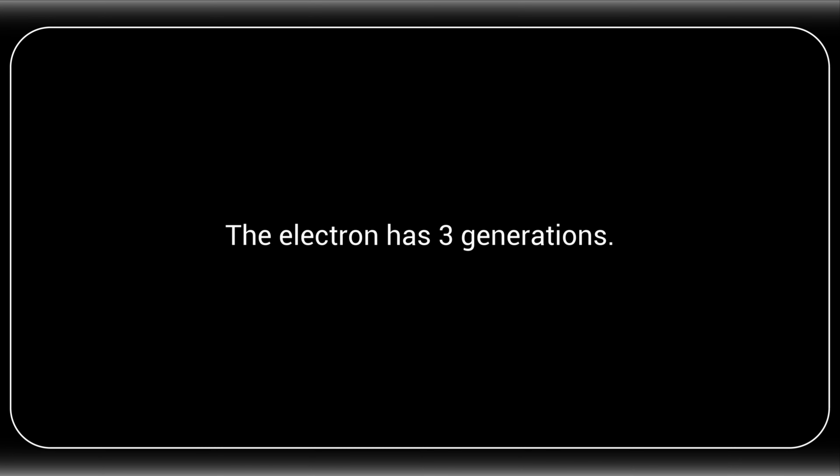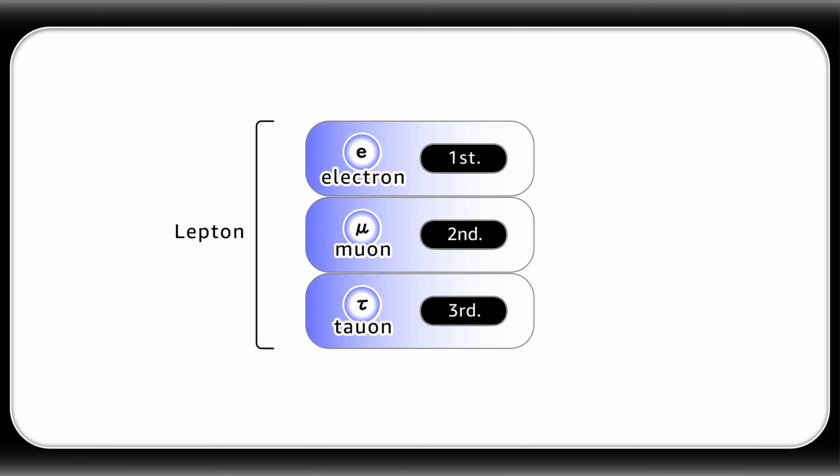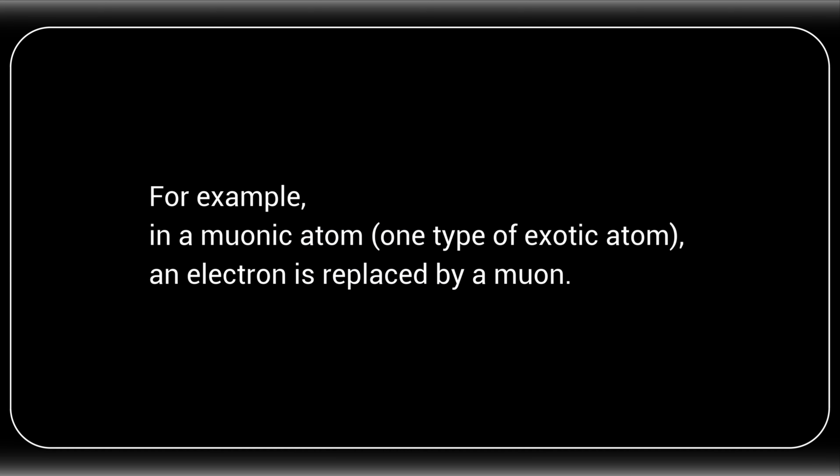Note: The electron has 3 generations. These are called the electron, the muon, and the tauon. Because the muon and the tauon are much heavier than the electron, they cannot exist stably. In other words, they are not used to form a hydrogen atom. However, there are some exceptions. For example, in a muonic atom, which is one type of exotic atom, an electron is replaced by a muon.